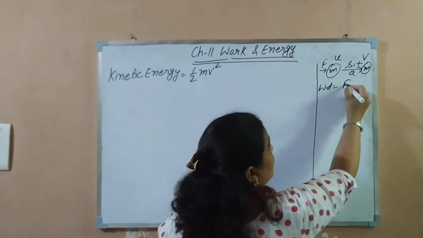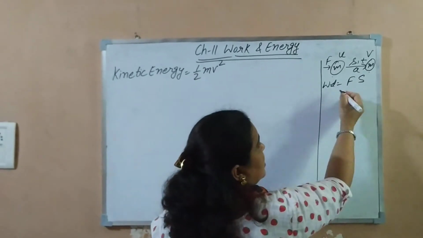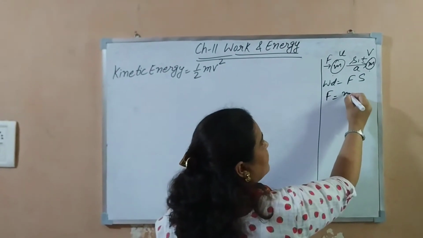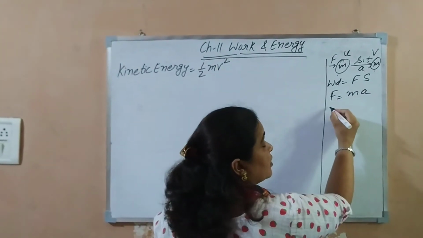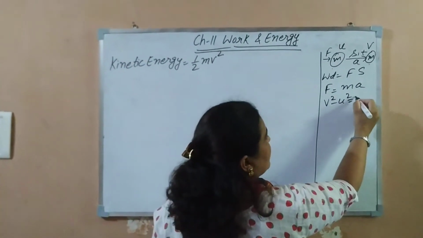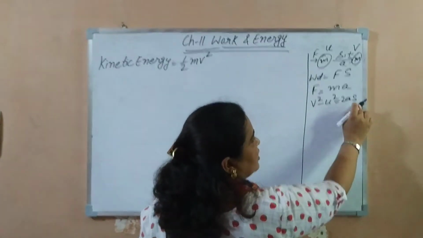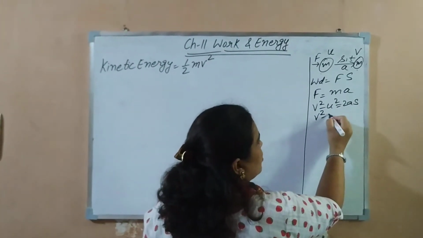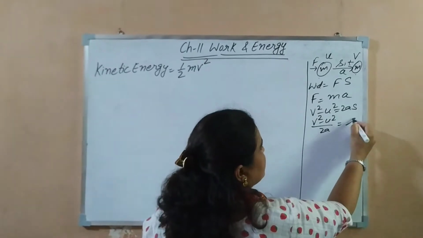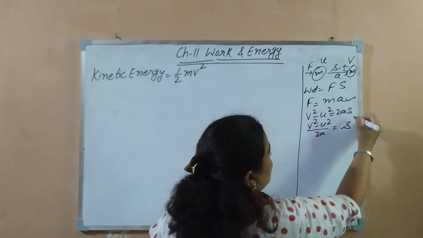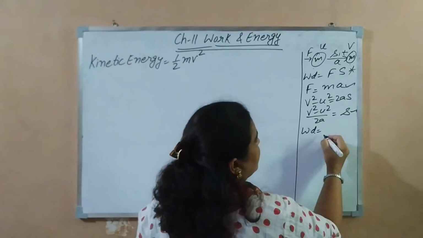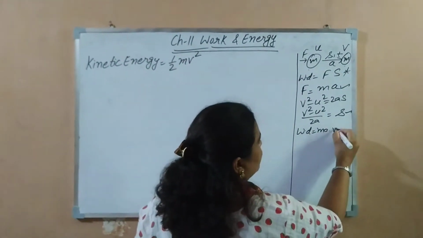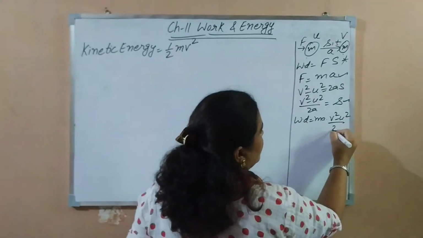And what is the formula for work done? F into S. And by Newton's second law, force is the product of mass and acceleration. And by the third equation of motion, v square minus u square is 2as. We calculated the s value from here, so v square minus u square upon 2a is s. And we have put these two values into this equation. So we have got the amount of work done is ma into v square minus u square upon 2a.